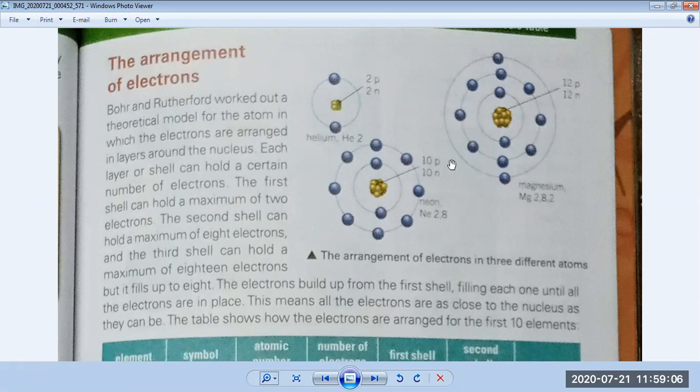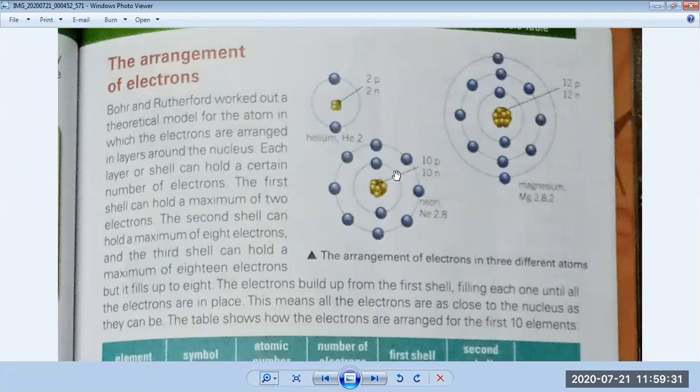I come to another figure which is given in your book. It's the figure of neon. Neon is a noble gas, which we will discuss in the periodic table. Its atomic number is 10. So in the center of the nucleus, we can see it has 10 protons and 10 neutrons.